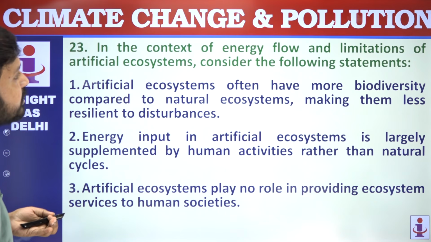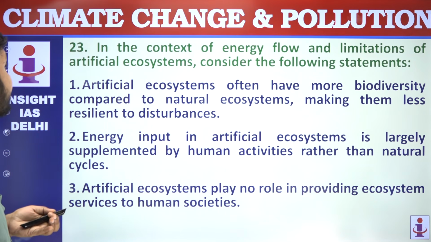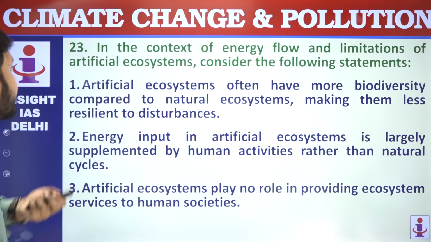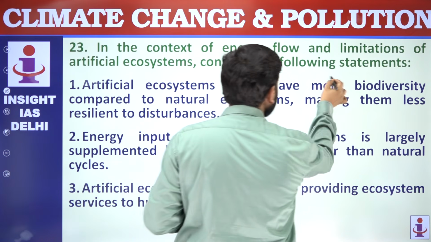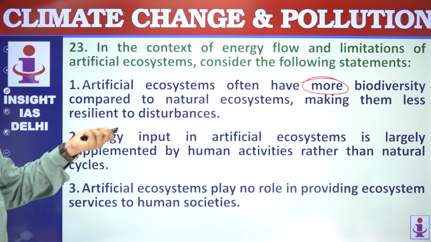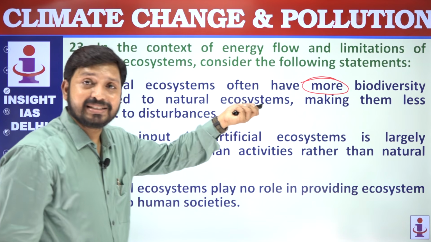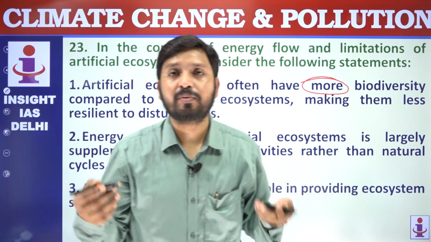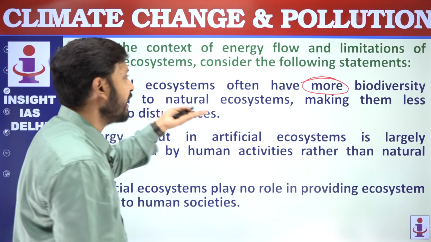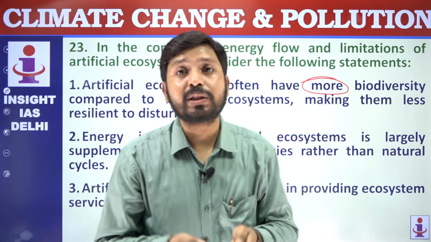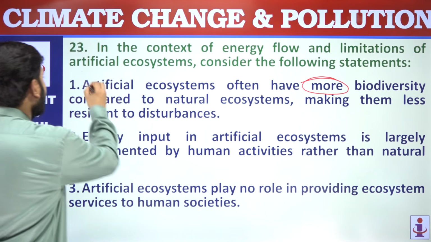In the context of energy flow and limitations of artificial ecosystem, consider the following statements. Once again they're asking about energy flow and artificial ecosystem. So directly we'll read. Artificial ecosystems often have more biodiversity compared to natural ecosystems, making them less resilient to disturbance. See, they are having less biodiversity because in agriculture, paddy cultivation for example, only paddy will be there, right? So biodiversity will be relatively less. Remember, the more the biodiversity, the more the resilience. The less the biodiversity, the less the resilience. So this is the wrong statement.